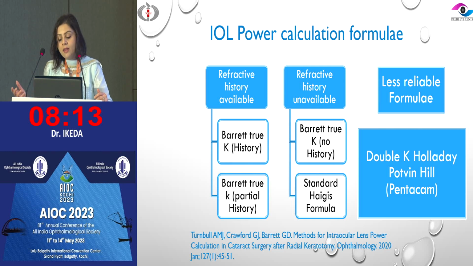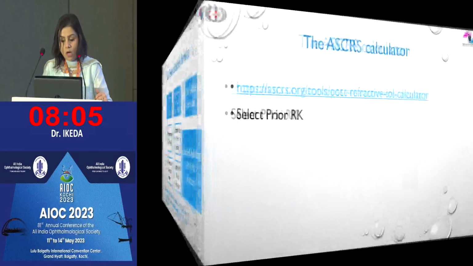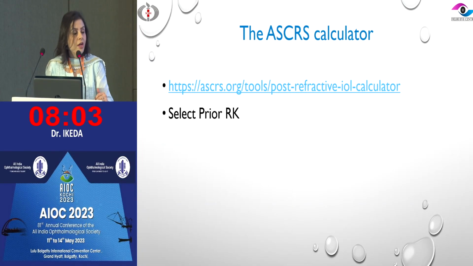Here they found that the double-K Holladay based on the IOL Master and the Potvin-Hill based on Pentacam were less reliable than any of these. So before I talk about a couple of cases and really try to understand which formula to use, just a word about the ASCRS calculator.